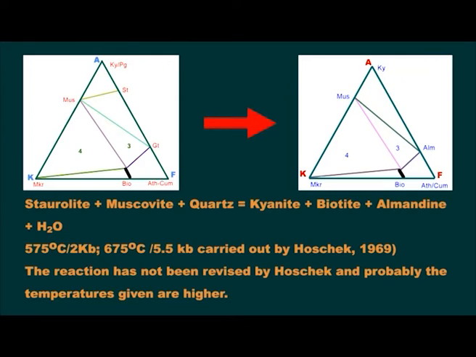At 575 degrees centigrade 2 kilobar, 675 degrees centigrade 5.5 kilobar. This reaction was carried out by Hoschek 1969. The reaction has not been revised by Hoschek and probably the temperatures given are higher. Thus, the disappearance of staurolite provides the only possibility of differentiating between the subfacies or zones 1 and 2.